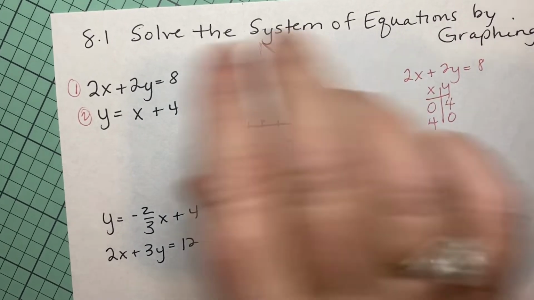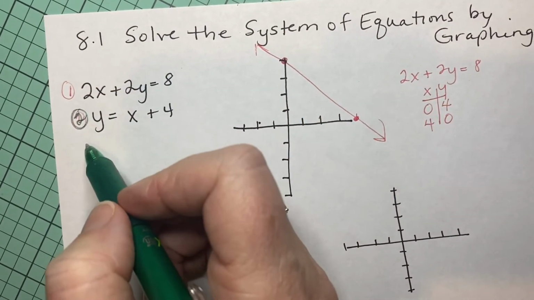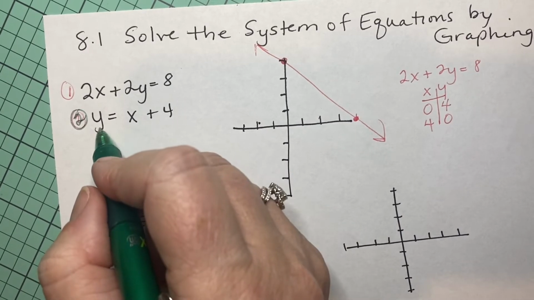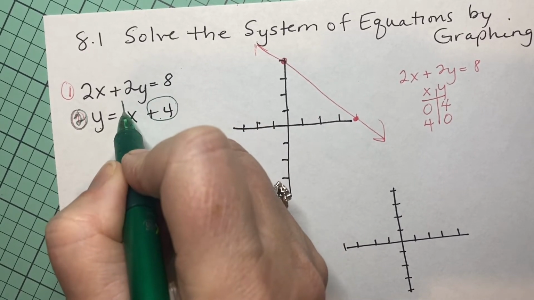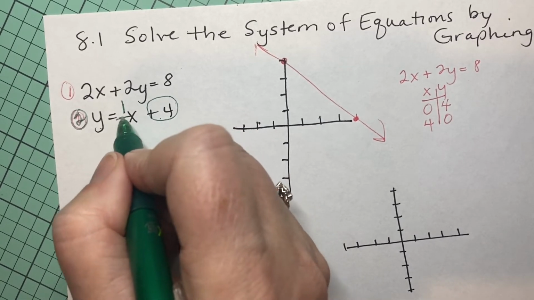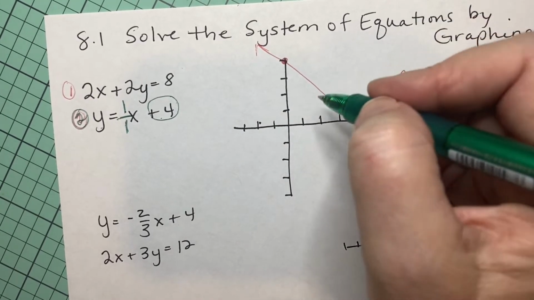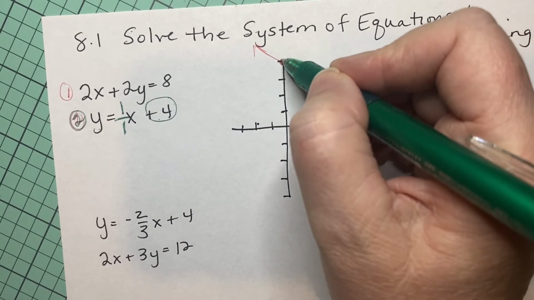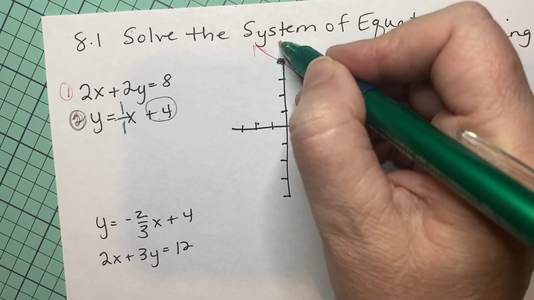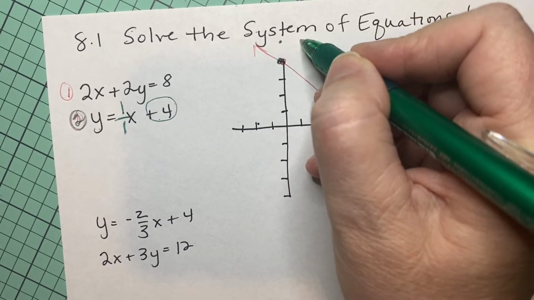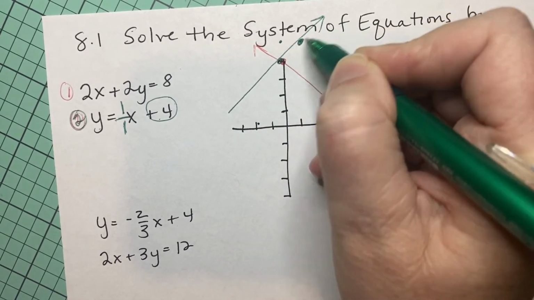Now let's graph the second line. Let me get a different color pen. Let's do the second one in green. Well, to graph this one, it's already in slope-intercept form. So this is my y-intercept and this is my slope. It doesn't have a number there, so the number's 1, and you need it to be a fraction, so it would be 1 over 1. So for this one, you would go to 4 on the y-axis, and then for your slope, you would go up 1 and over 1. I didn't draw my graph big enough, did I? And so there's where your second line would be.